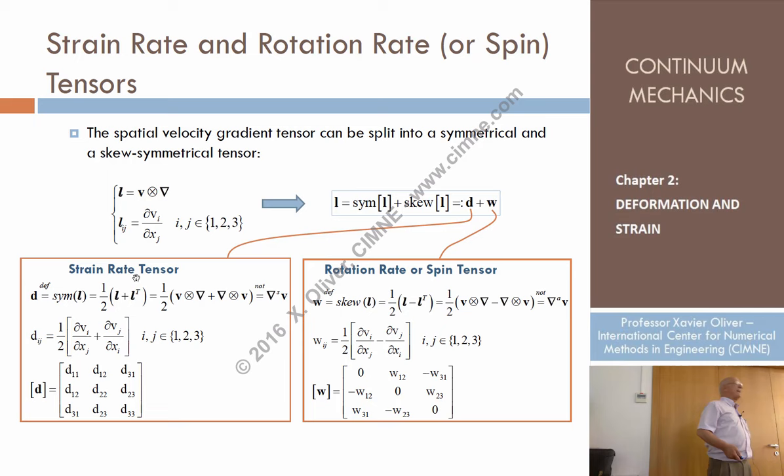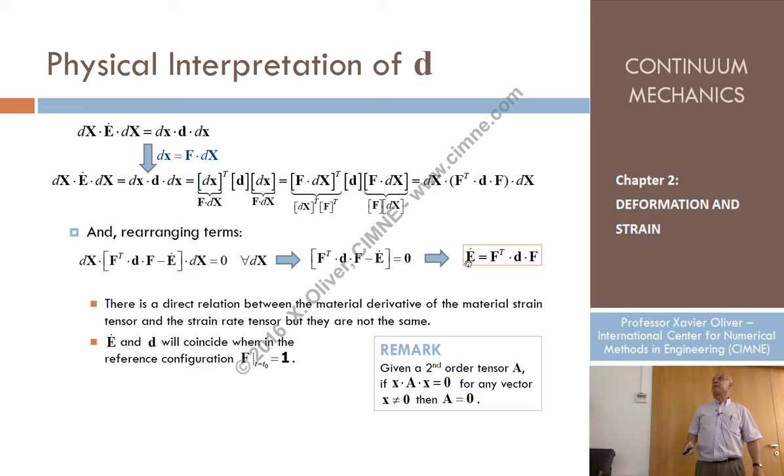Because it contains information about the rate of the Lagrangian strains, the change along time of the Lagrangian strains. Look, it's not exactly equal, because this f in general is not the identity. So D is not exactly the rate of the Lagrangian strains, but contains information about the rate of the Lagrangian strains. Okay? Look at that. By the way, D and E dot are the same when f is equal to 1.